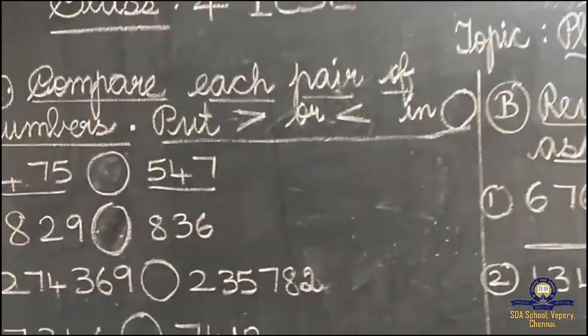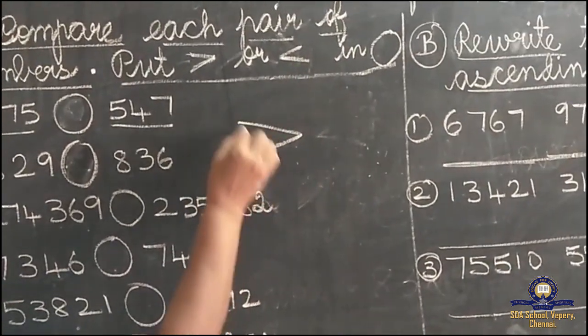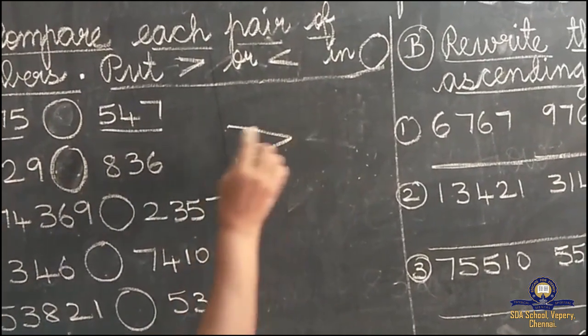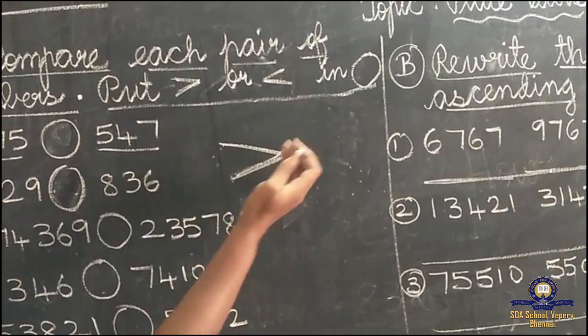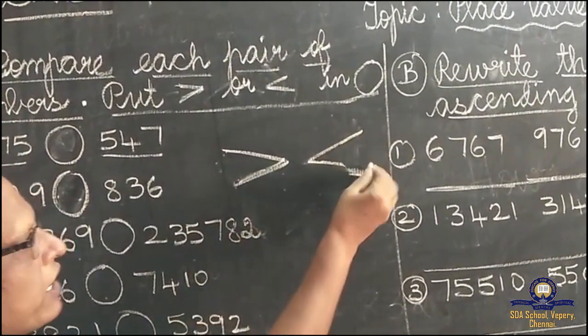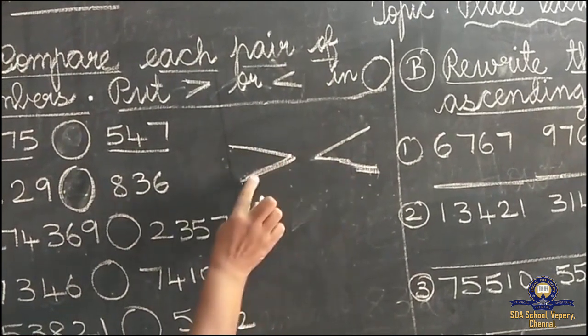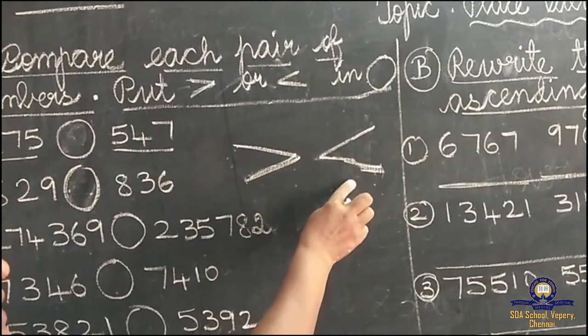Okay children, see, greater than means always the mouth will be wide open. This is called lesser than, and greater than, sorry children, it will be greater. The wide open is called greater than, and this one is called lesser than. Understood children? This is greater sign and this is lesser sign. You should not be confused.